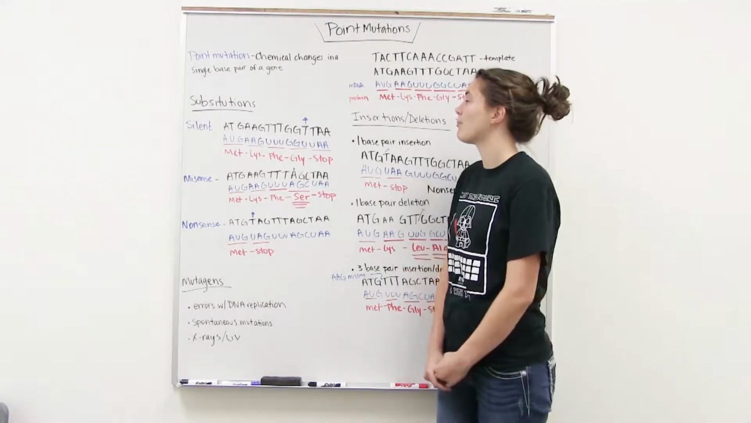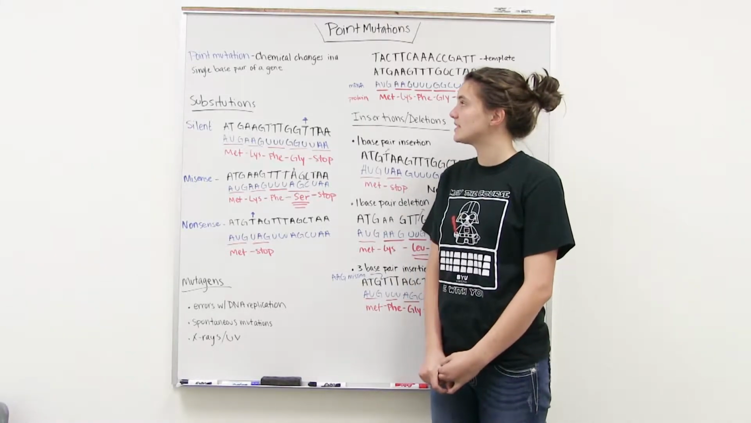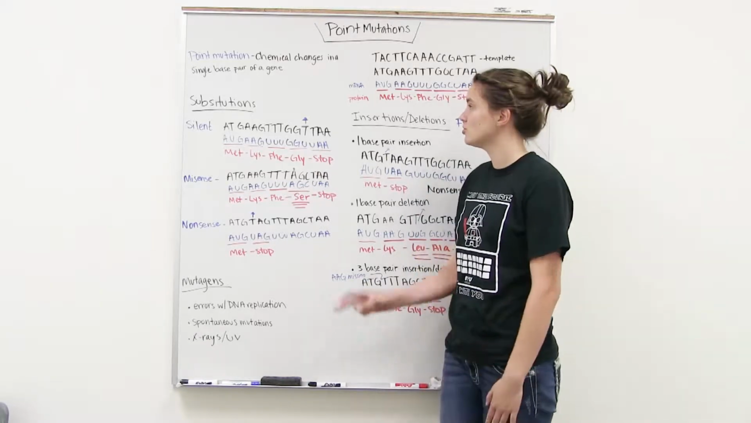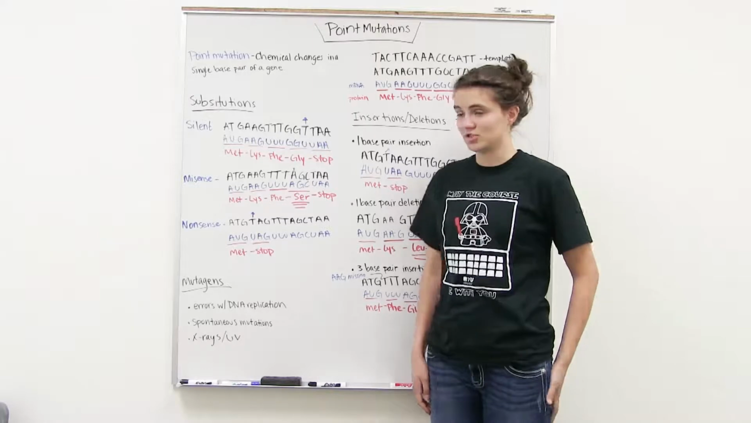Today we're going to be talking about point mutations. So to start off, a point mutation is a chemical change in a single base pair of a gene. And so there's two types that we usually talk about. There's substitutions and insertion deletions.